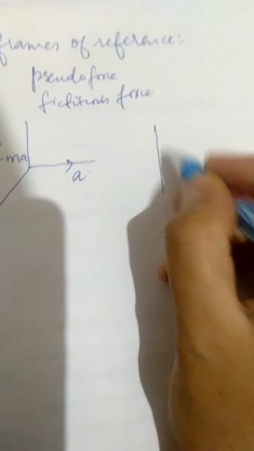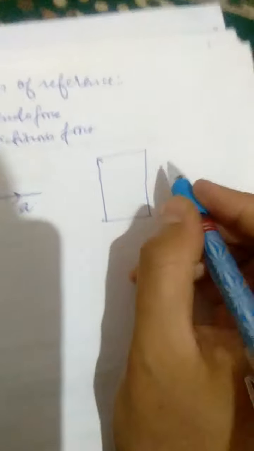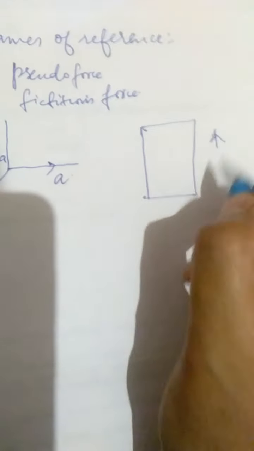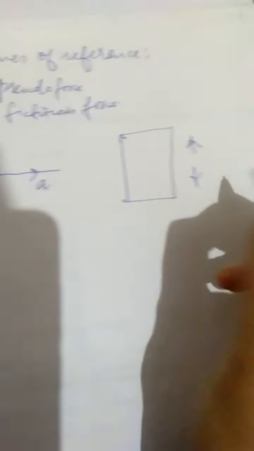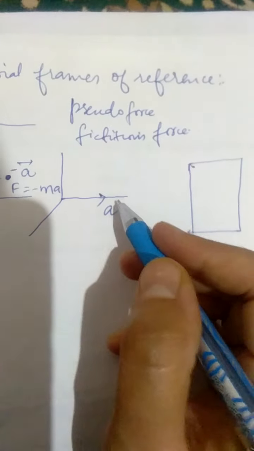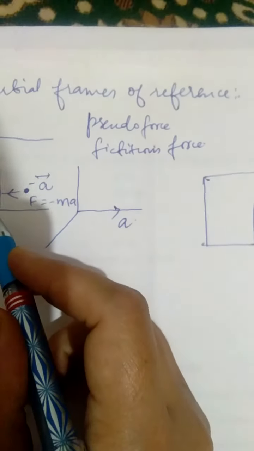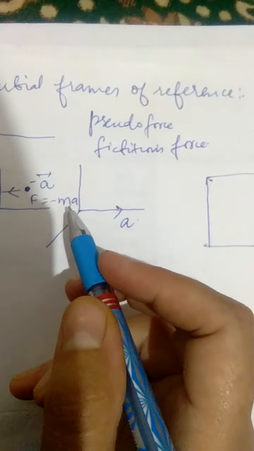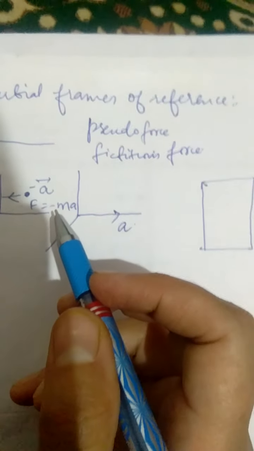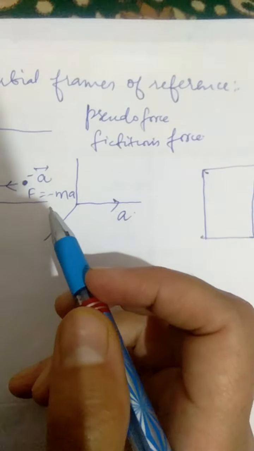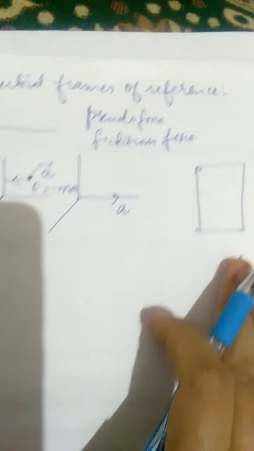In case of the example of a lift, I have told you that if the lift moves upwards, the direction of the fictitious force will be downwards. Similarly, if the lift moves downwards, the direction of the fictitious force will be upwards. If the non-inertial frame of reference moves forward, the force appears to act backward and vice versa. In short, we have to remember that the direction of the fictitious force or pseudo force is opposite to the direction of motion of the non-inertial frame, right?